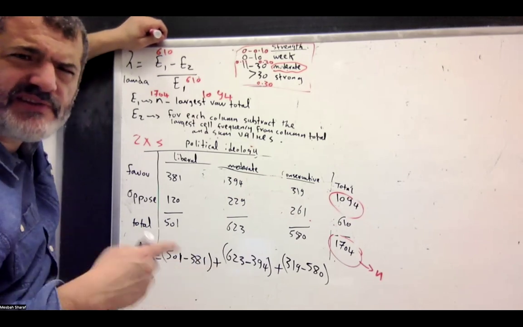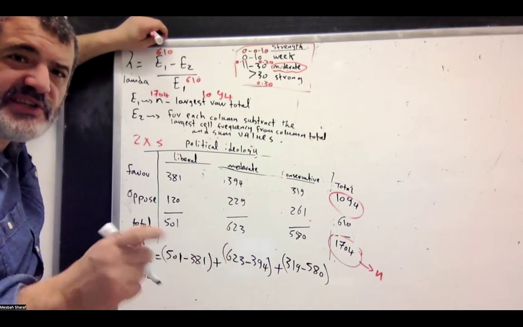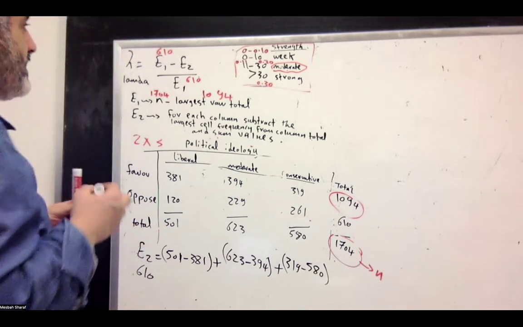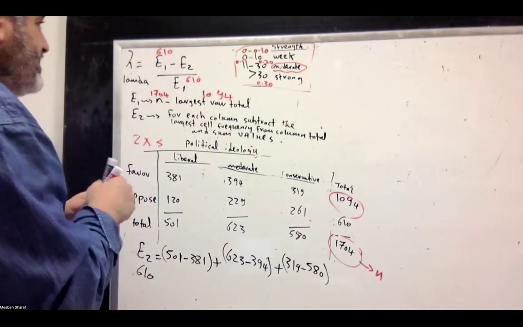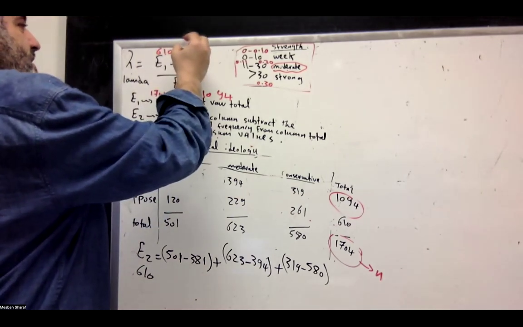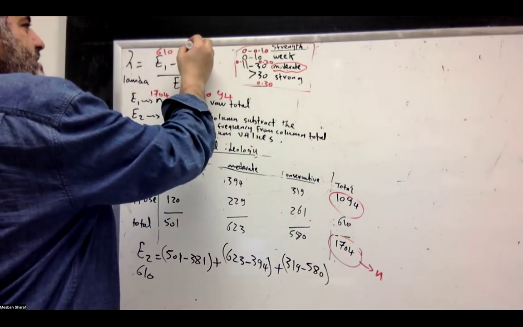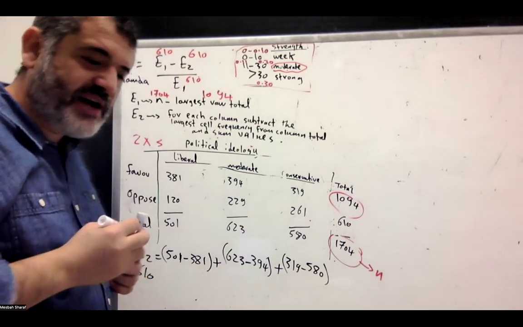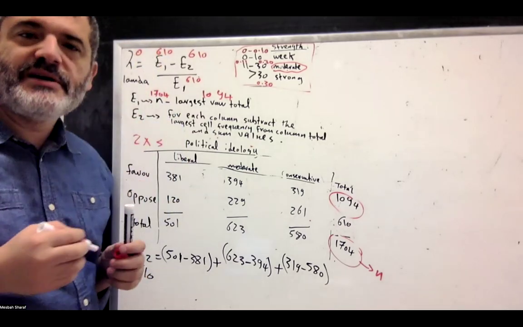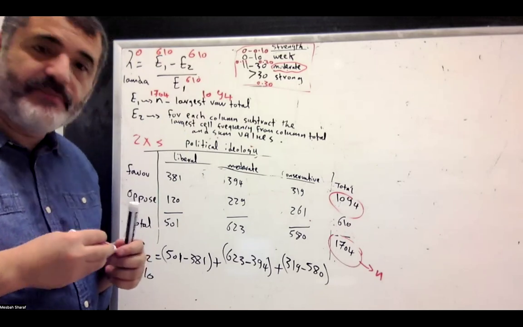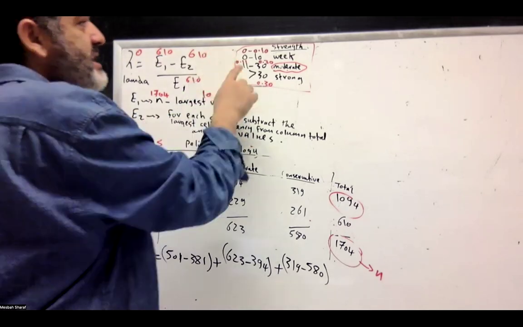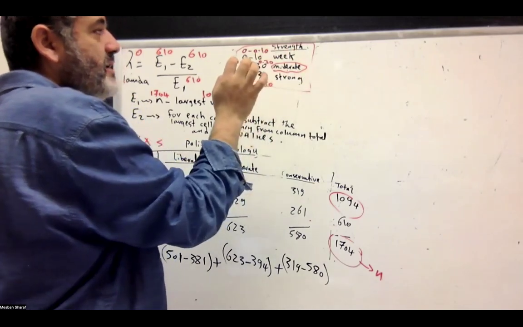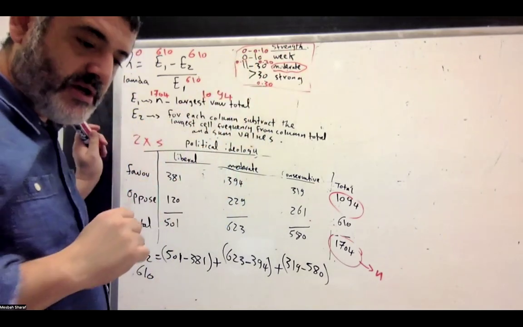I want you to double check these calculations, to see if there are any calculation mistakes that I made or not. So the E2 is also going to be 610. In that situation, alpha is going to be, in this example, 0. So based on the table, from 0 to 10, it's weak. It's a weak association.